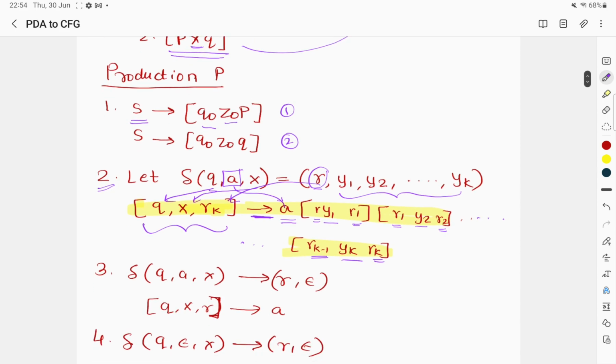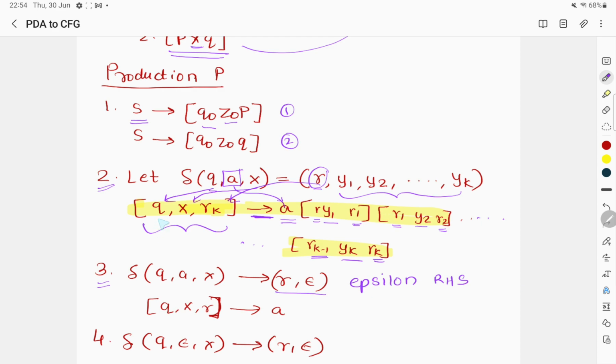And then the third type of production rules. Just observe the second and third closely. What is the difference? The difference is in the right hand side. Over there the right hand side has Y1 to YK, but here the right hand side is epsilon. So when your right hand side is epsilon, how do you handle it?